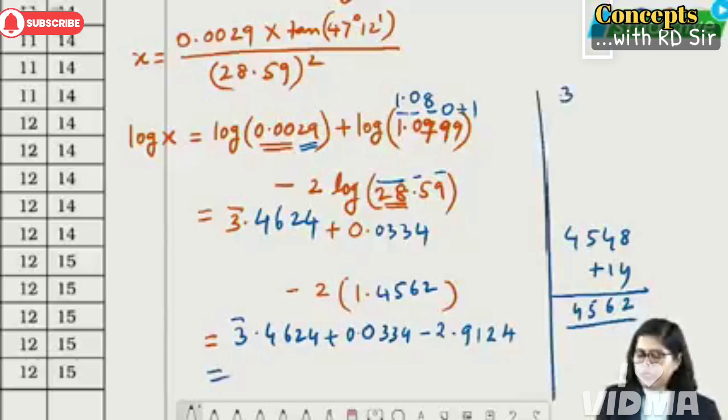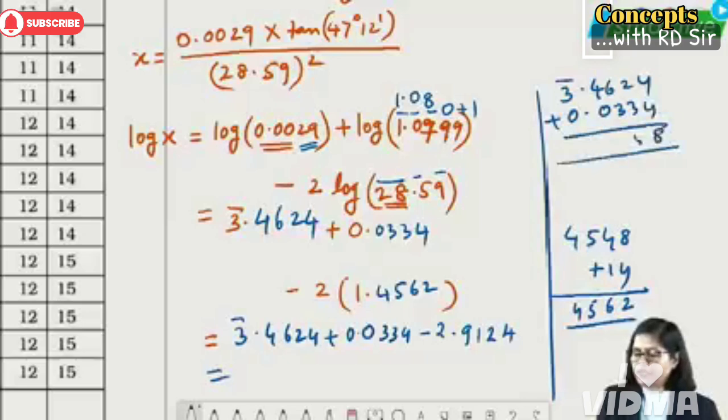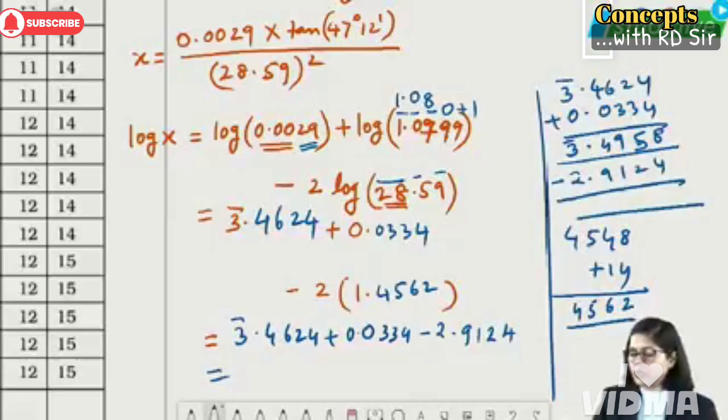So the first number should be written first only, 4624, correct? You are adding to that 0.0334, correct? So you are getting the number as 8594 and bar 3, correct? And then after that you are going to subtract the number 2.9124. So after subtracting the number, students, what are you going to get here?